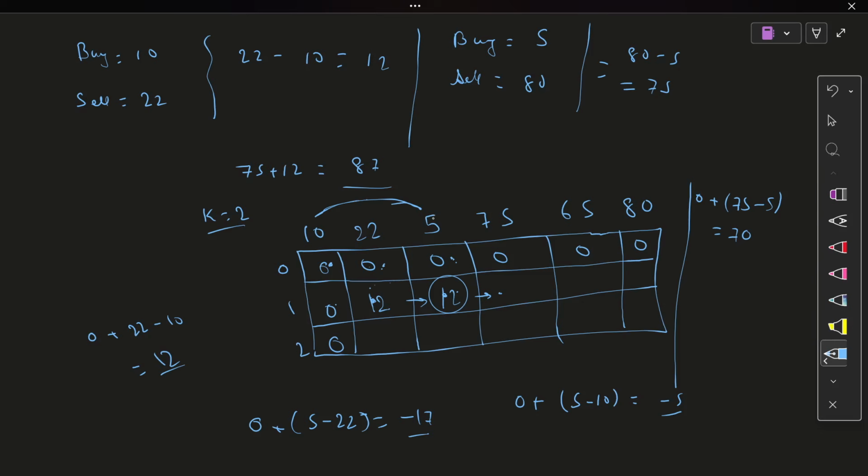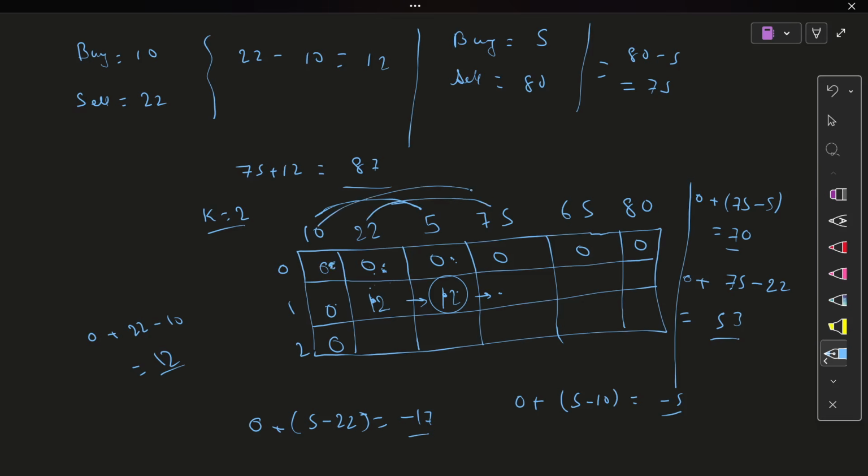This is the selling price, this is the buying price. Okay, 70 rupees. Then from this one, how much do we get? This is 0 for 0 transactions, 0 plus how much? 75 is the selling price minus 22. Then 75 minus 22 will give 53. So 70, 53.